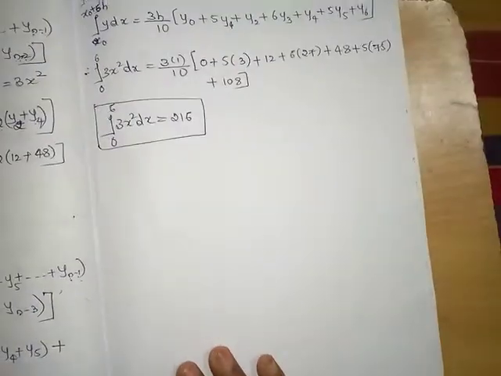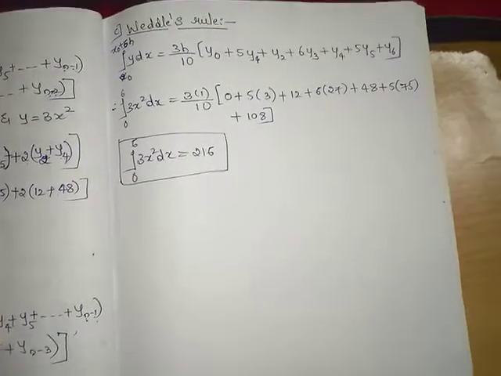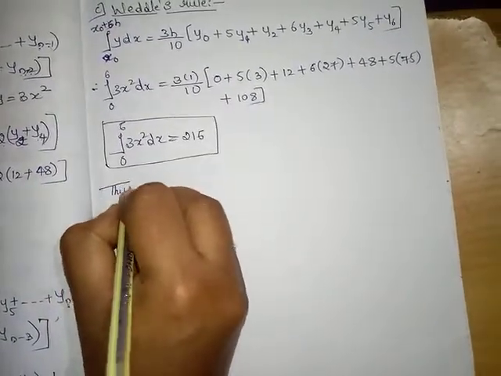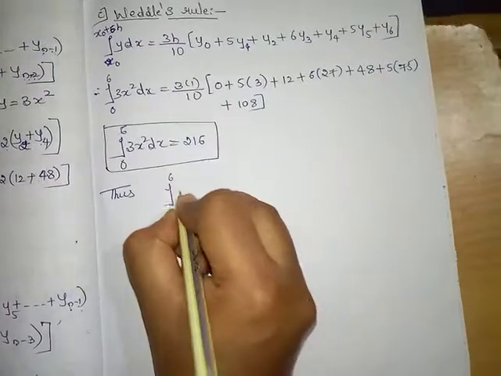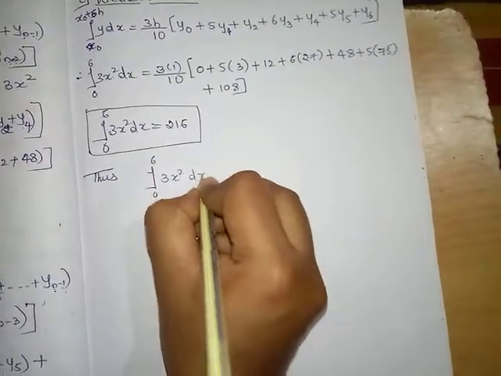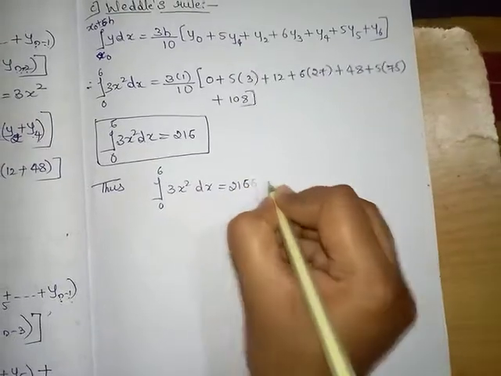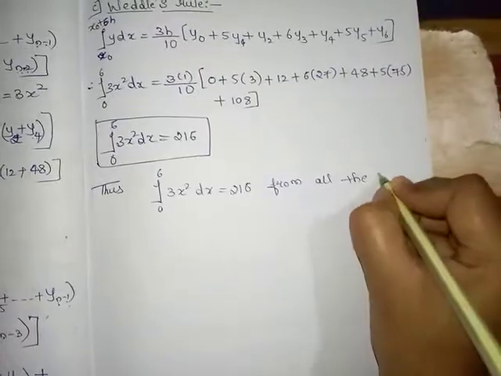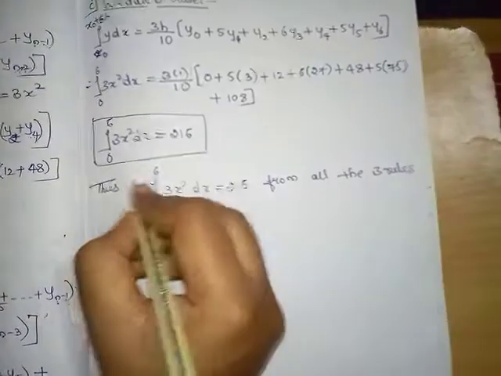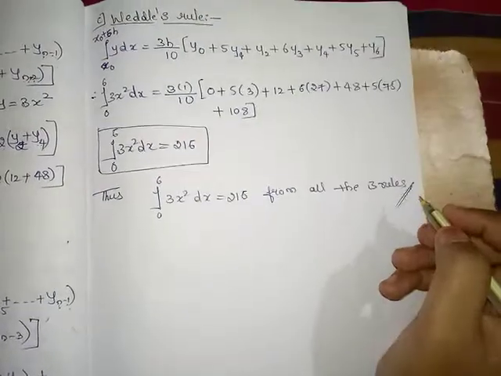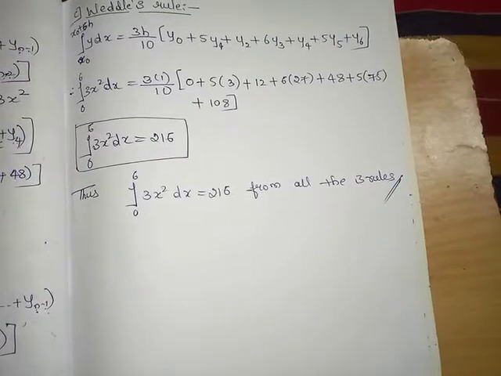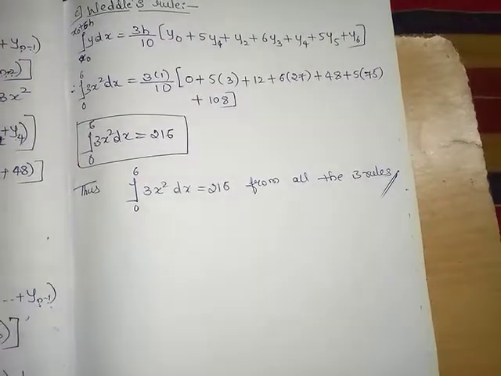This is how you have to calculate the integral value using these different rules. Thus, the conclusion: the integral from 0 to 6 of 3x square dx is equal to 216 from all the three rules. These are very easy examples, but the condition is that you have to remember all the three formulas.